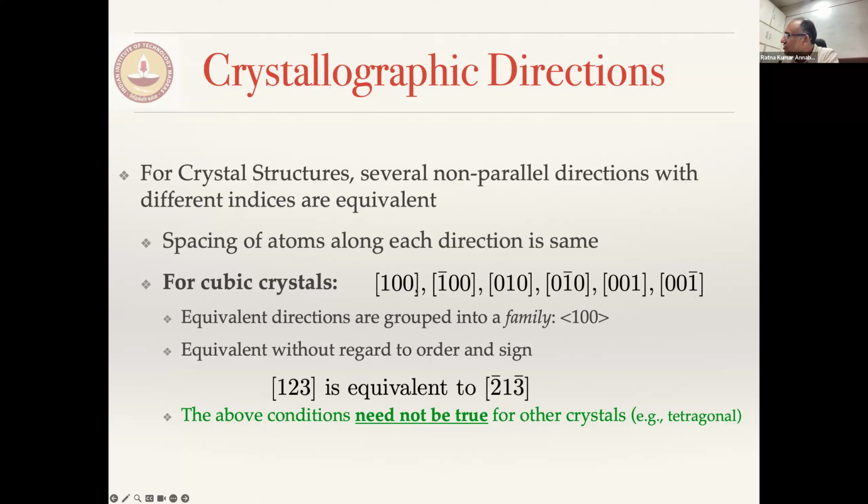In all these directions, you will have two zeros and 1, 1, 1, or 1 minus 1. Doesn't matter. But you will only have permutations of these three indices, and all of them are equivalent. That happens only for cubic crystals. For tetragonal, it will not happen.